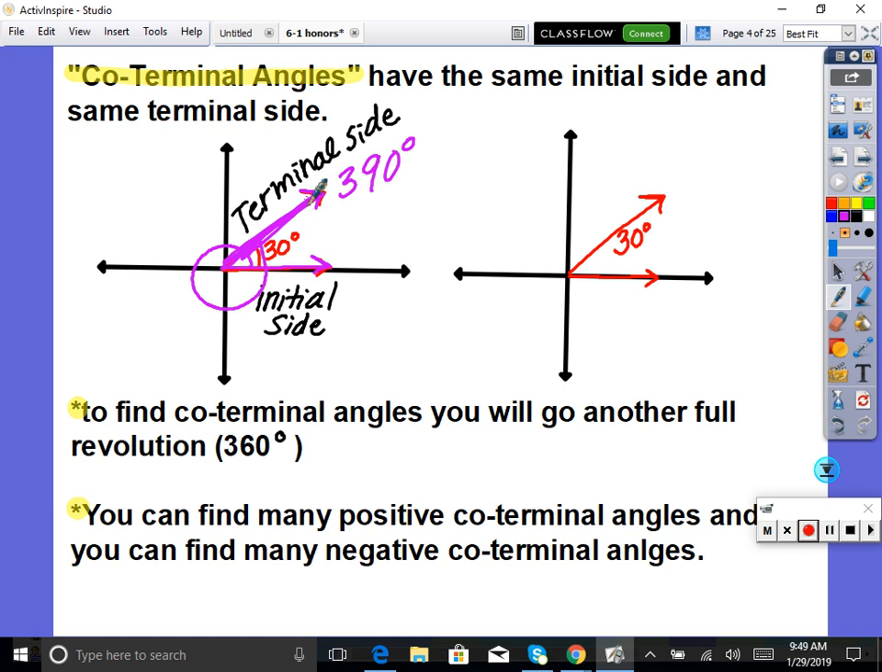So now think about it. There are an infinite number of coterminal angles. Couldn't I add 360 again? Add 360 again. Add 360 again. Now couldn't I, if I wanted, have a negative coterminal angle? Here's my initial side. To end up in this same position right here, couldn't I go down and end up right there? So what did I technically do? Subtract 360. So to find coterminal angles, you can add 360 an infinite number of times, and you can subtract 360 an infinite number of times. And that'll put you in the same spot.